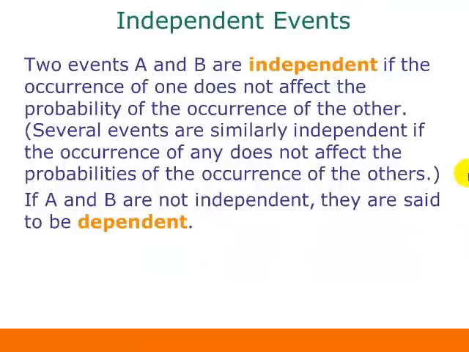Now let's talk about independent events. Two events, A and B, are independent if the occurrence of one does not affect the probability of the occurrence of the other. Several events are independent if the occurrence of any does not affect the probabilities of the occurrence of the others. If A and B are not independent, then they're said to be dependent.